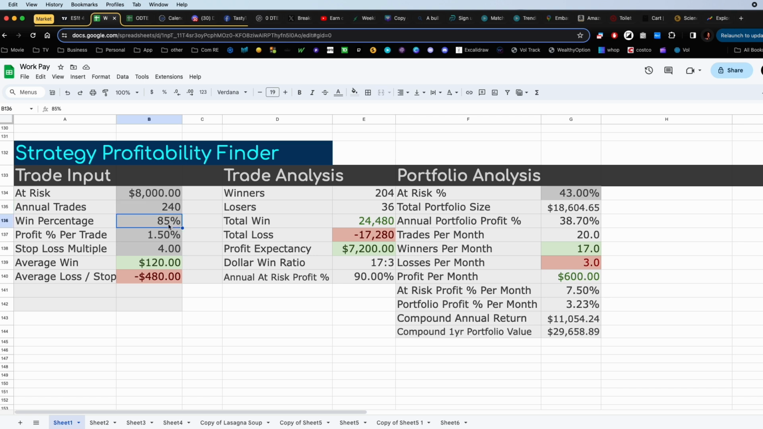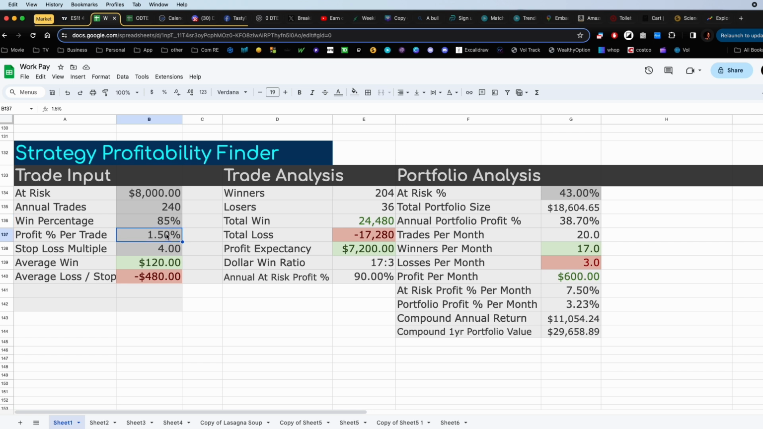The win percentage. Now this is a stickler right here because you're really going to need some real world data on your win percentage. You can kind of estimate it. Most people use delta to give some sort of number to this. If you really haven't traded, it's okay. Delta's okay, but it's not perfect. But it's something that you can start with per trade.